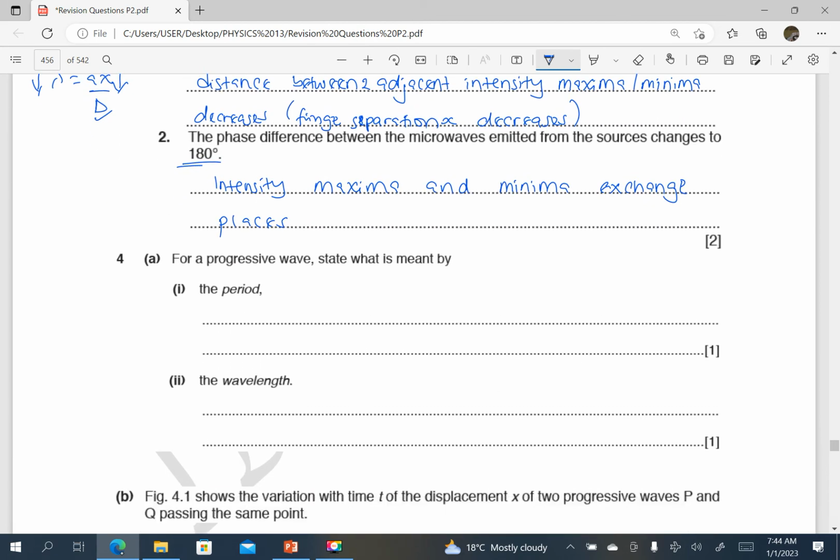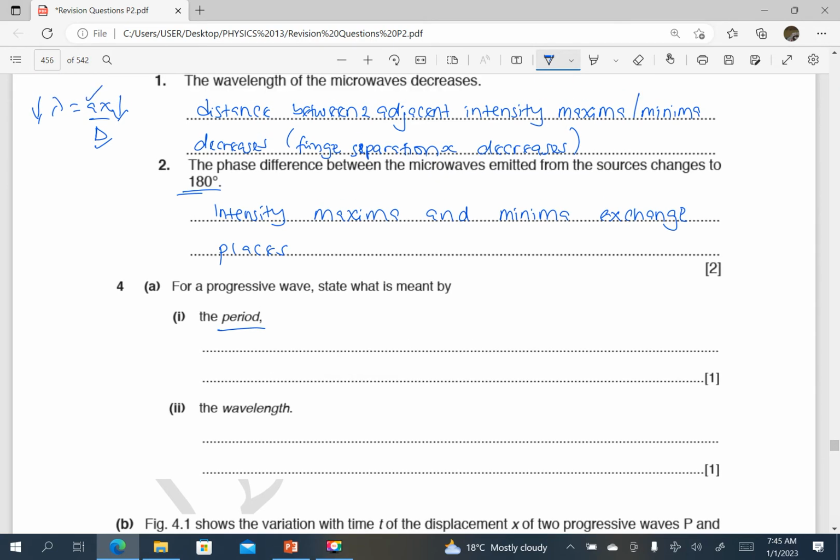For a progressive wave, state what is meant by the period. What is meant by the period? Of course, this is an easy question. Period is the time for one complete cycle, one complete vibration, one complete oscillation. That is period.